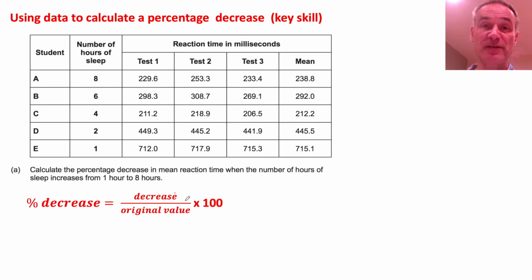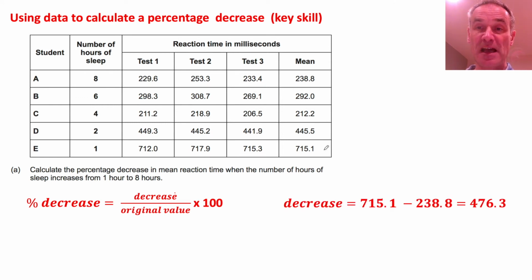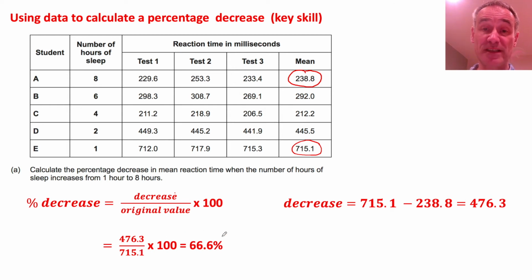So of course the decrease would be this number here, 715.1 minus 238.2. So decrease is 476.3. But our original value was, it said decrease from 1 to 8 hours. So our original value was 715. So our answer is the decrease divided by original value 715, and that gives you 66.6%.